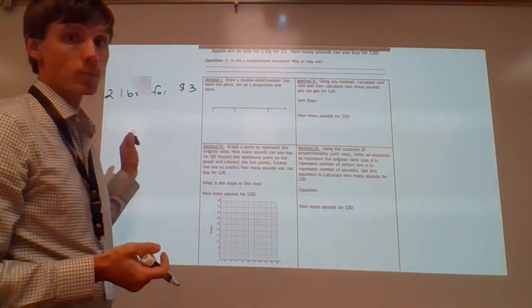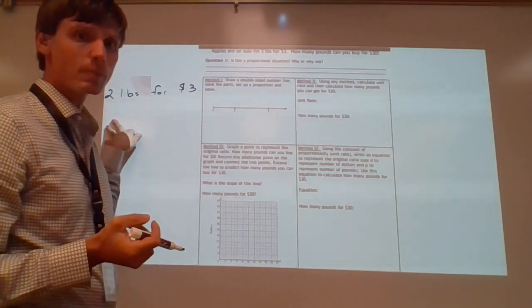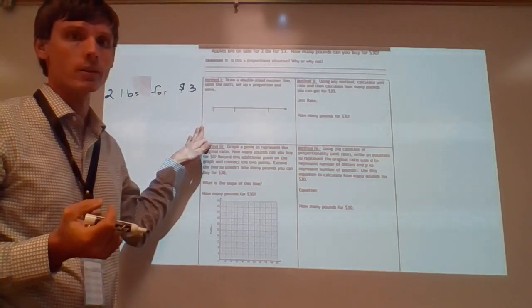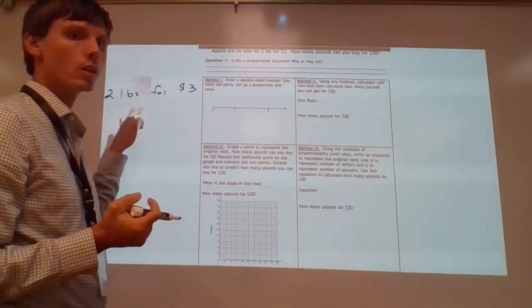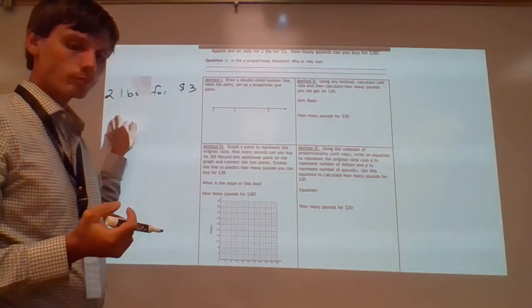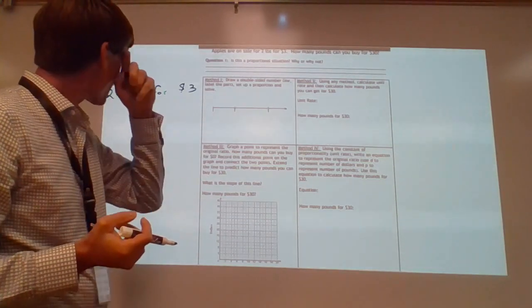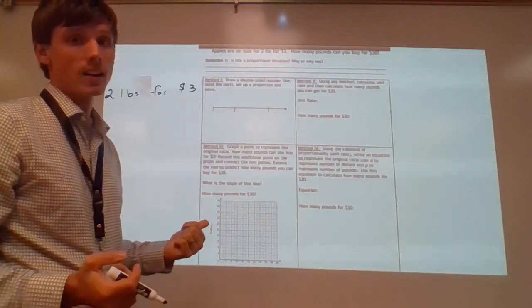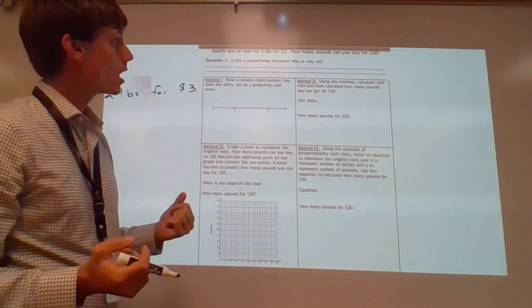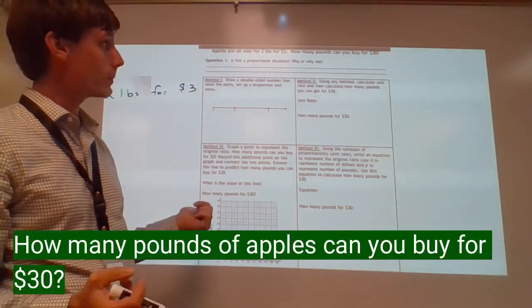If you buy more than 2 pounds, say if you bought 4 pounds, you can probably guess you're going to be paying $6, right? So it's proportional. The price you pay is proportional to the pounds that you buy. So yes, this is a proportional relationship. Okay. So there's a bunch of methods to solve this question. If you have $30, you want to spend it on apples, how many pounds could you buy?